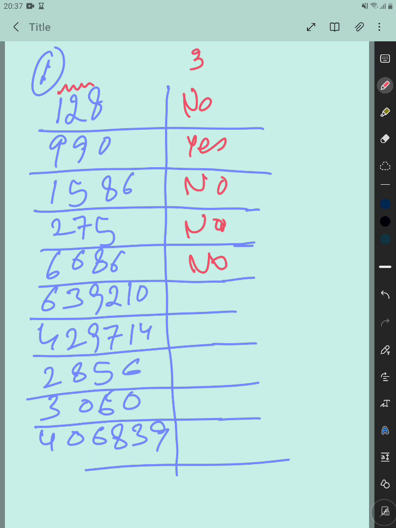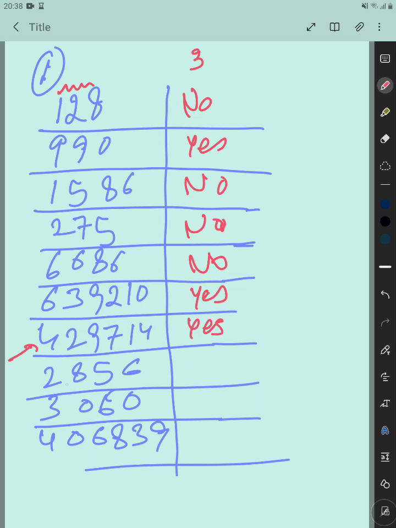Then the next one, 639210: 6 plus 3 is 9, then 9 plus 9 is 18, and the complete sum is 21. 21 is divisible by 3, yes. The next one is 429714: 4 plus 2 is 6, then 9 is 15, then 7 is 22, then 23, and then 4 is 27. 27 is divisible by 3, so the complete number is also divisible by 3.